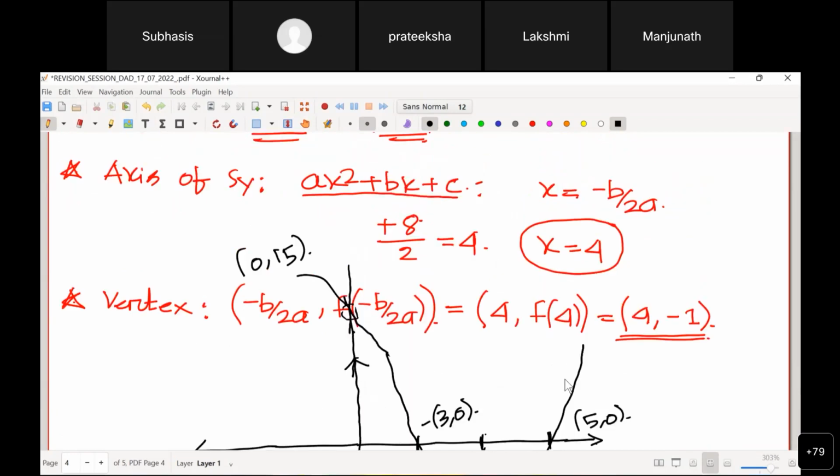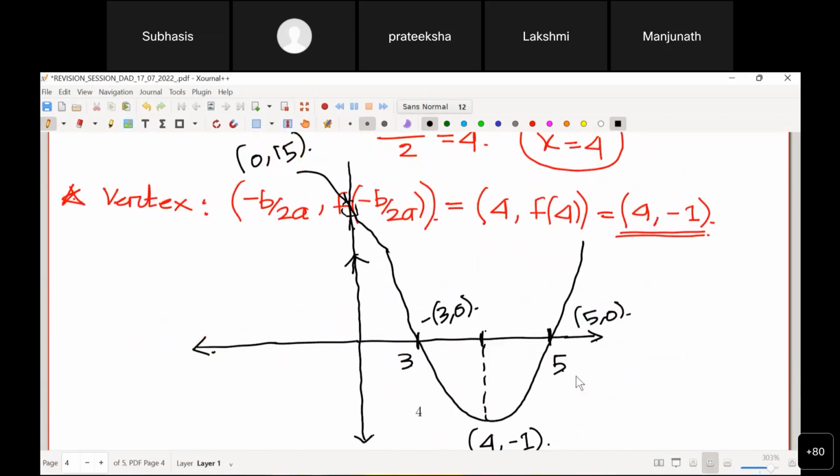Okay, so as you can see, this parabola is symmetric about the axis of symmetry, so that is why it is named the axis of symmetry. The way we have named it, the parabola is symmetric about that line.